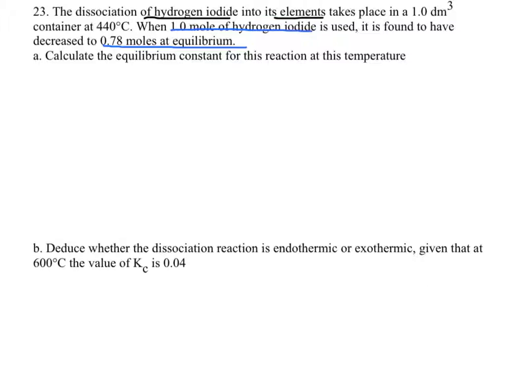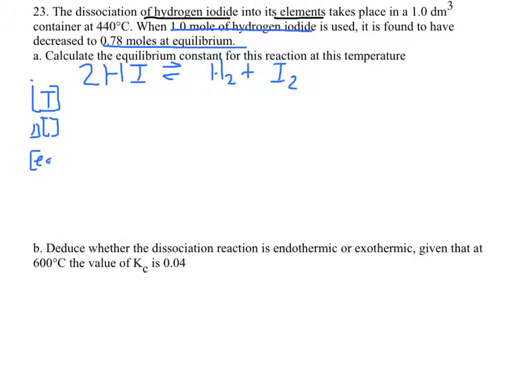First step, write the reaction. So we have HI dissociates into its elements H2 and I2. Balance it, so we have 2HI makes H2 and I2. We need to figure out our initial, our change in concentration, and our equilibrium concentration.